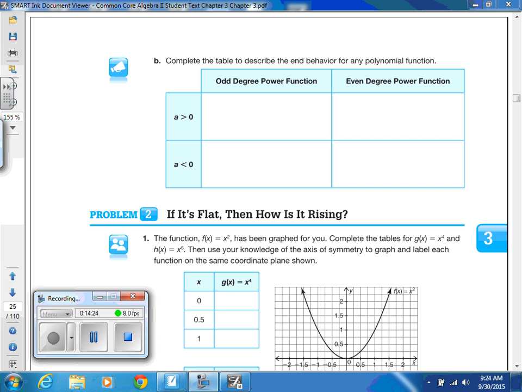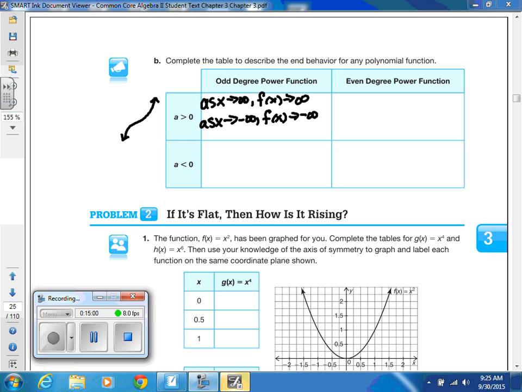Alright, odd degree power functions when a is greater than 0. What happens on odd degree power functions when a is greater than 0? As x is approaching infinity, what does f of x do? It approaches infinity. And as x approaches negative infinity, what does f of x do? Yes. What does that look like? Looks like a down up.